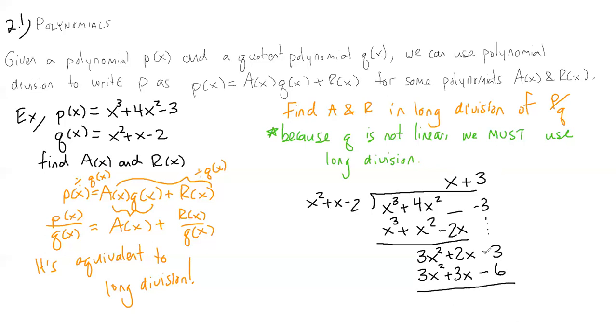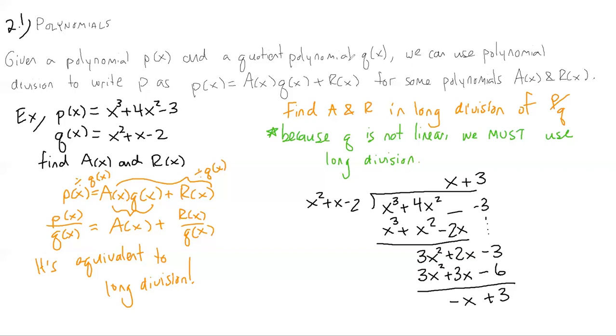And then I'm going to subtract the whole thing. So first terms cancel. 2x minus 3x is negative x. Negative 3 minus negative 6 is negative 3 plus 6, which is plus 3.